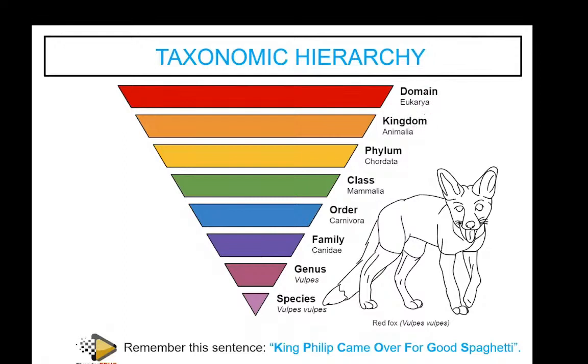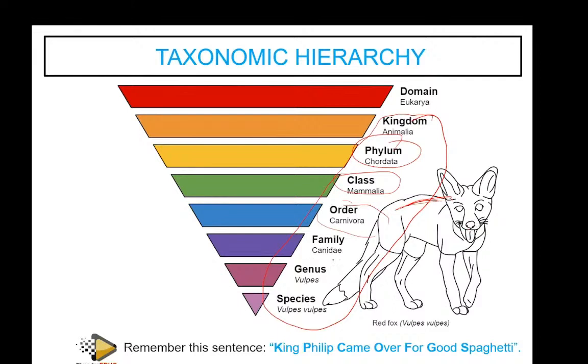Domain is Eukaryota or Prokaryota, depending on whether they have a true nucleus or they don't have a true nucleus. Then kingdom, we usually start from here. Kingdom Animalia, then phylum. Which phylum does this red fox belong to? Chordata. It means that this and us are the same because they have a backbone. Class Mammalia, they have mammary glands. Order Carnivora. It means that they have those teeth, the canines.